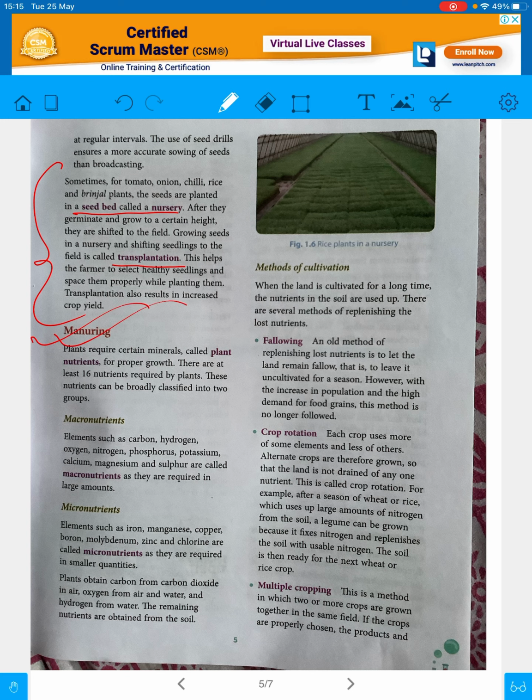Then we have learned about manuring, right? Plants need many nutrients to grow, which are divided into macronutrients and micronutrients. The nutrients which are required in more amount are known as macronutrients, and the nutrients which are needed in less amount are known as what? Micronutrients. Macronutrients are carbon, hydrogen, oxygen, nitrogen, phosphorus, potassium, calcium, magnesium and sulfur. Micronutrients are zinc, chlorine, copper, manganese, molybdenum, boron. Okay.